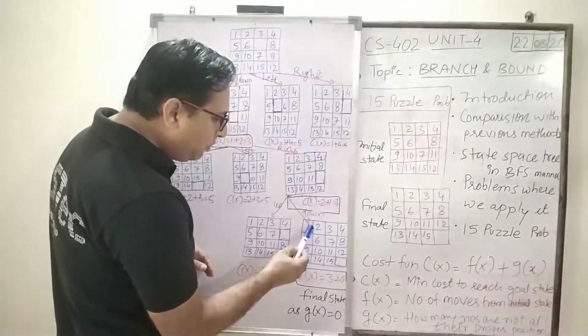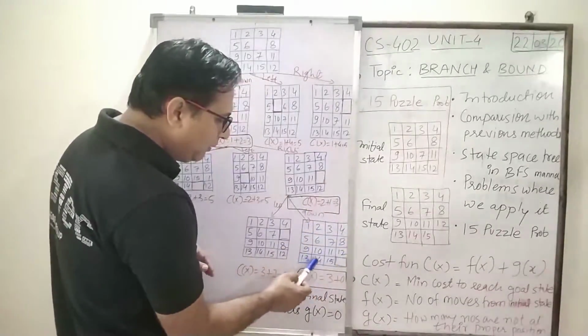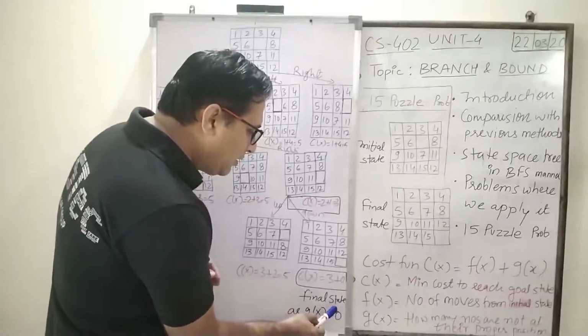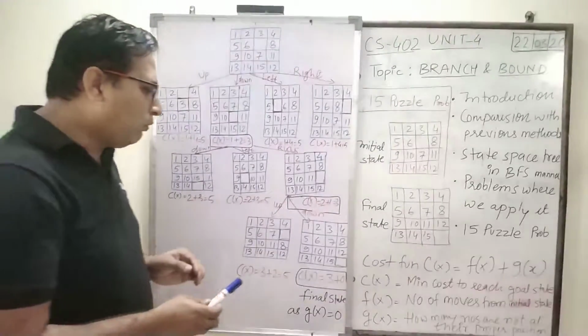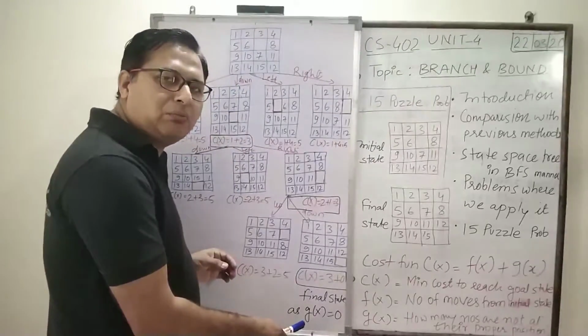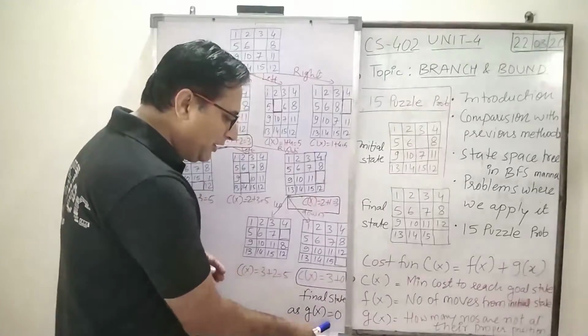Why? After the down movement you can see 1, 2, 3, 4, 5, 6, 7, 8, 9, 10, 11, 12, 13, 14, 15. All numbers are at their proper position. It means the g of x cost will be 0. So when you reach a state where the g of x value is 0, it means all the numbers are occupied at their proper places, and that will be our final state.